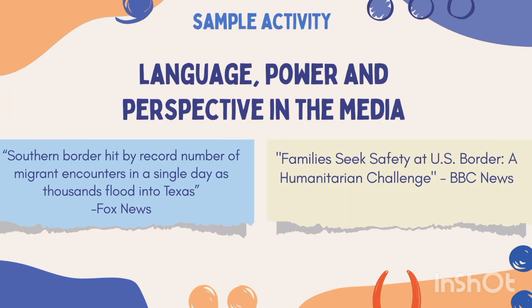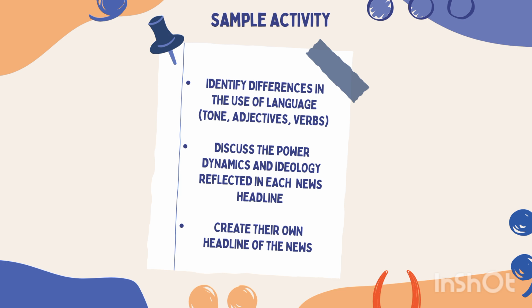This sample activity is about students who receive two real headlines about the same news event, for example, in this case, immigration. And in groups, the students may compare the language, tone, and perspective of the text. They also should discuss the power dynamics and ideology reflected, and finally, create their own headlines.